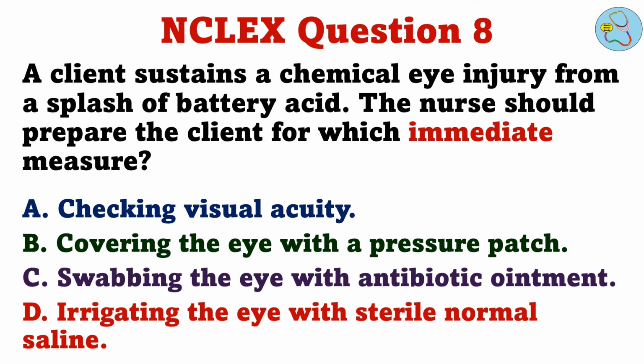Question 8. A client sustains a chemical eye injury from a splash of battery acid. The nurse should prepare the client for which immediate measure? A. Checking visual acuity. B. Covering the eye with a pressure patch. C. Swabbing the eye with antibiotic ointment. D. Irrigating the eye with sterile normal saline.